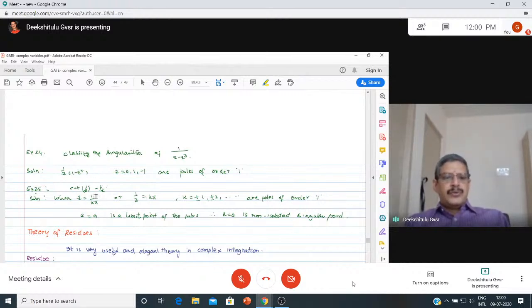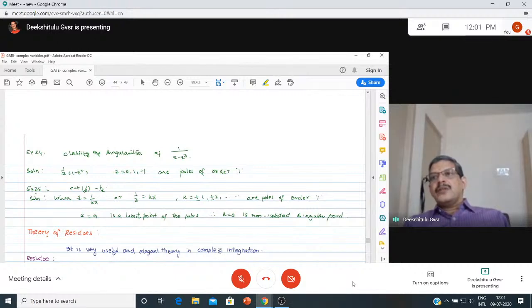And also z = 0. When k goes on increasing, what happens? This 1/(kπ) goes to 0. So 0 is nothing but a limiting point of 1/(kπ). So z = 0 is a limit point of the poles, and it is non-isolated. Why this becomes non-isolated is a very important question. See, z = 1/(kπ), as k = ±2, ±3, and so on goes on increasing, what happens to 1/(kπ)? As k goes to infinity, z goes to 0. So z = 0 is a limit point of this 1/(kπ).